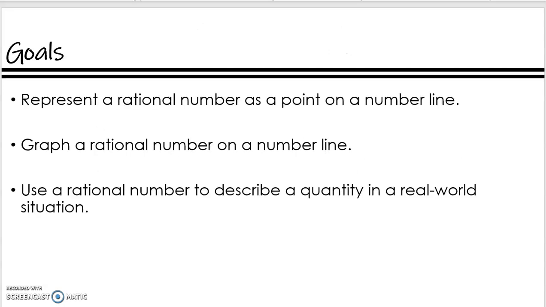Our goals for this video are to represent a rational number as a point on a number line, graph a rational number on a number line, and use a rational number to describe a quantity in a real-world situation.